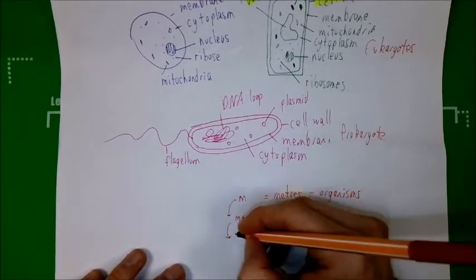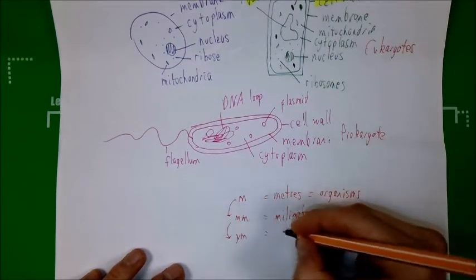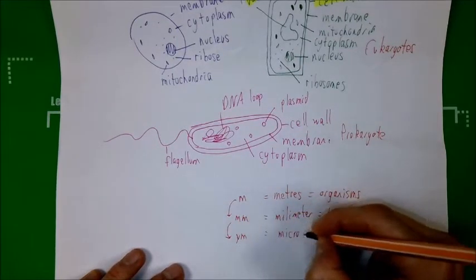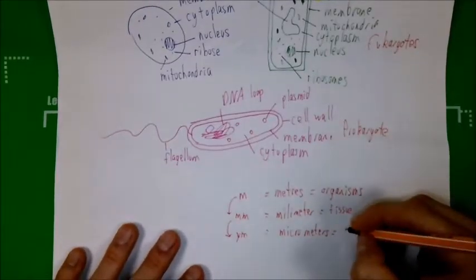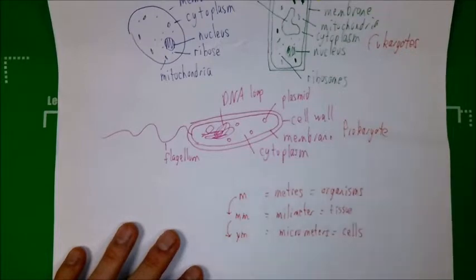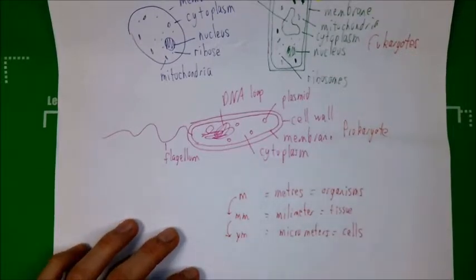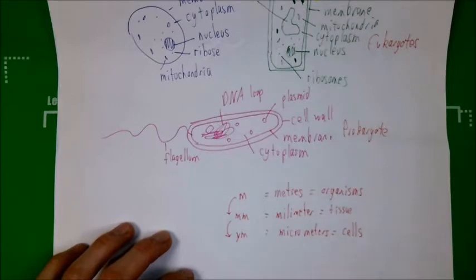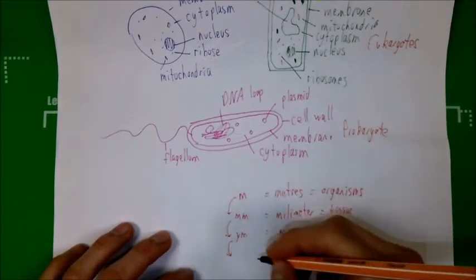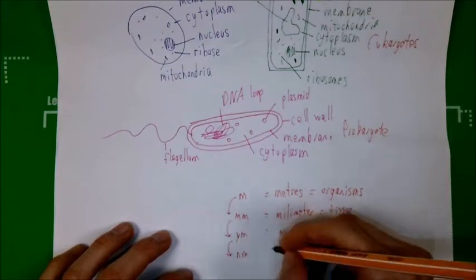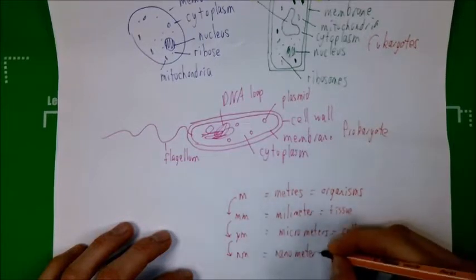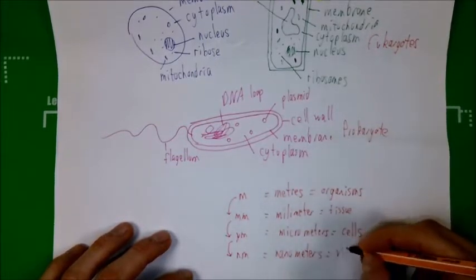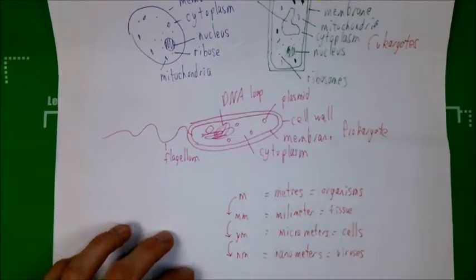If you then get 1,000 times smaller again, you end up with micrometers, which has this funny U symbol. Micrometers are the usual unit you'd use to measure the size of most eukaryotic cells. About 30 micrometers would be a typical size for a eukaryotic cell. If we then get 1,000 times smaller again, you've got nanometers, and nanometers are now getting really, really tiny. Things like viruses would be found on a nanometer scale.